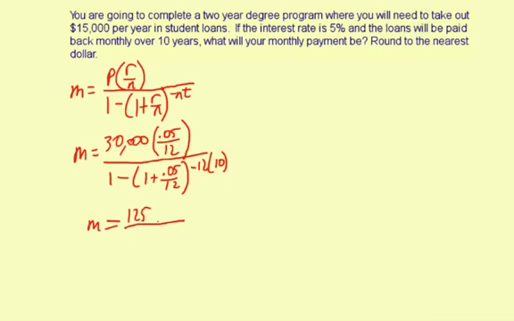So it's going to be over 1 minus 0.6072. So that's a lot more simplified than what we were just working with.